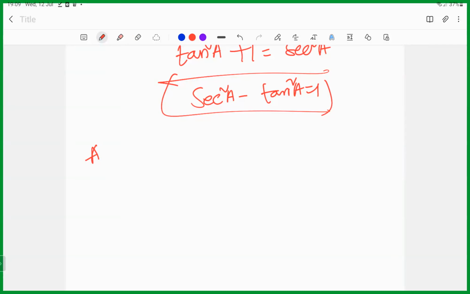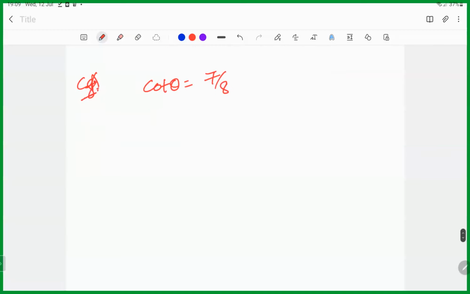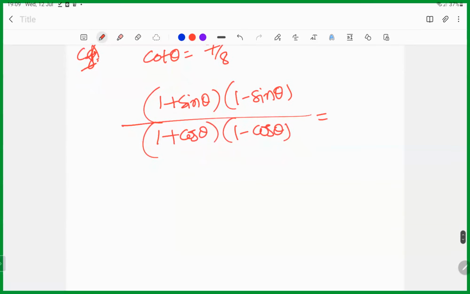So do this sum, okay? Given that cot theta equal to 7 by 8, you need to find out 1 plus sin theta into 1 minus sin theta by 1 plus cos theta into 1 minus cos theta. How to do this one? First find the sides. So you will find the sin theta and cos theta. Cot theta is 7 by 8, so 7k by 8k. Then what is the hypotenuse?